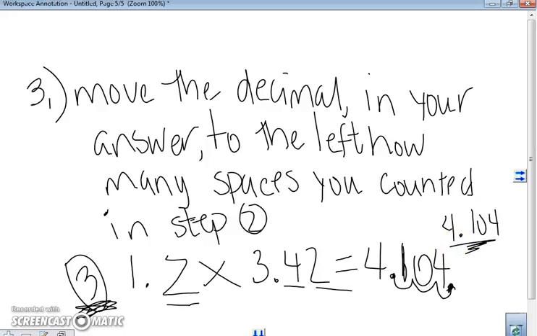So the idea, again, for multiplying decimals is you're going to ignore the decimals and just multiply the numbers, okay? Step number 2, you're going to count how many numbers you have to the right of the decimal. Then in step number 3, however many numbers you counted in step number 2, that's how many times you're going to move your decimal over to the left to get your actual answer.